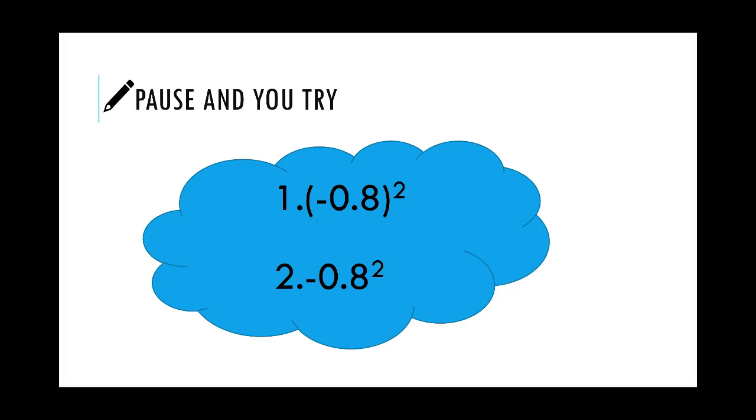Okay, so go ahead and pause again and try these two. There's 2 questions here. Just determine what is parentheses negative 0.8 to the second power, and then what's negative 0.8 to the second power without parentheses. You can do this by hand or you are allowed to use a calculator, but think about what we just learned in the last couple slides when you're applying these answers. So pause and try.